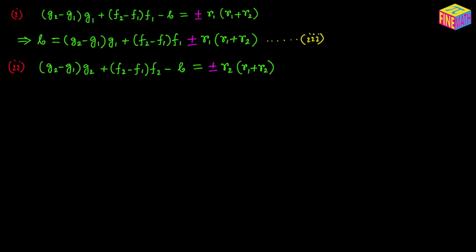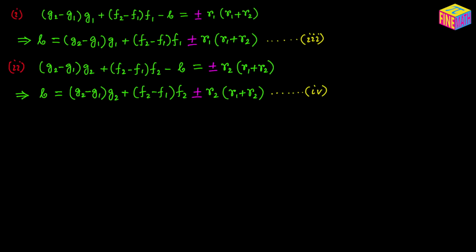And also the second equation that we obtained, from that equation we can say that the value of B can be written like this: (g sub 2 minus g sub 1) times g sub 2 plus (f sub 2 minus f sub 1) times f sub 2 plus or minus r sub 2 times (r sub 1 plus r sub 2). And let's call this equation number 4.